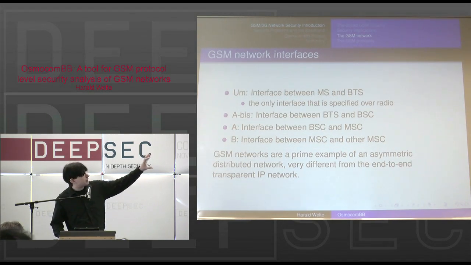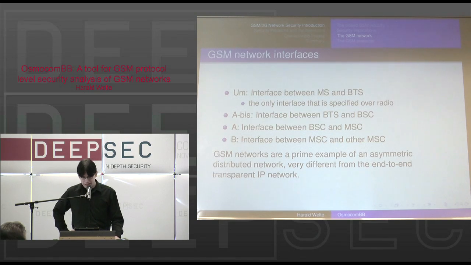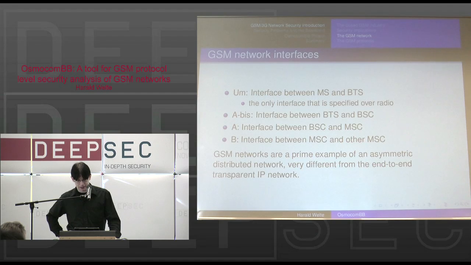The interface that we are talking about here really is the interface between the telephone, MS means mobile station, it's not Microsoft, and the base transceiver station, the BTS. This is the antenna and the transceiver associated with that.